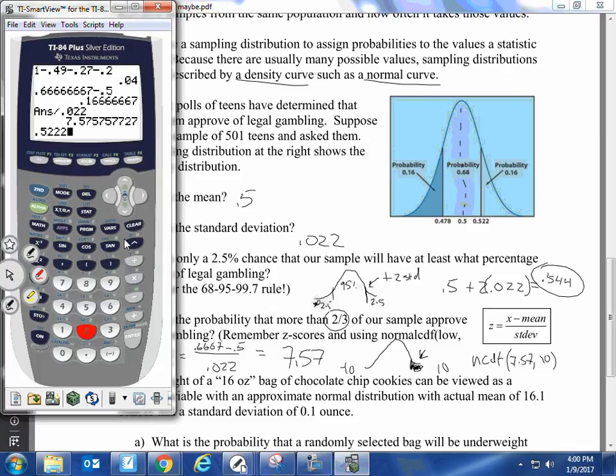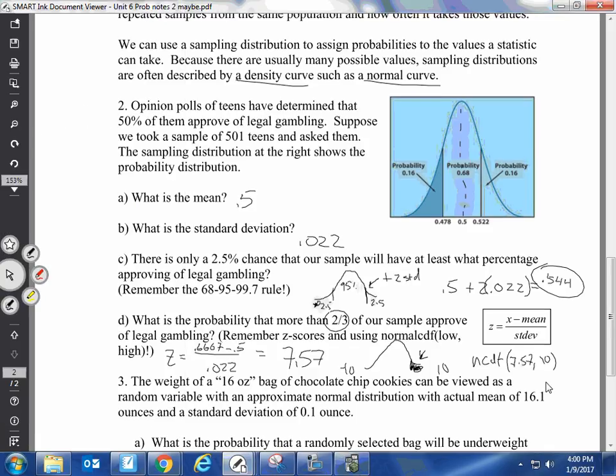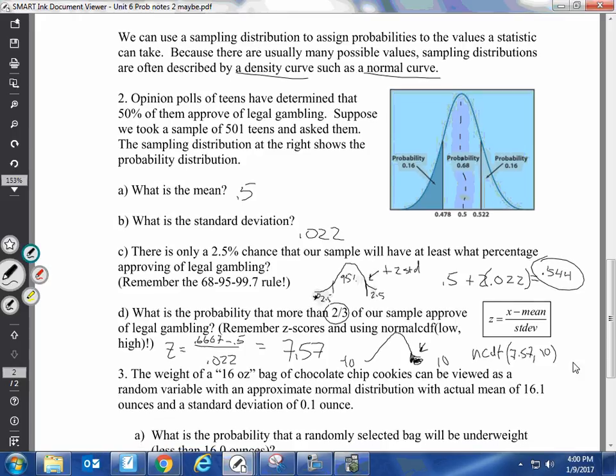0.522 minus 0.5 is 0.022, so my standard deviation is not wrong. So I go to DISTR, normal CDF. I start at 7.57, I go up to 10, and I should get an extremely small value. There's a 0.000, almost close to 0% chance.